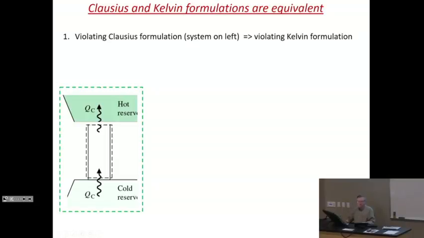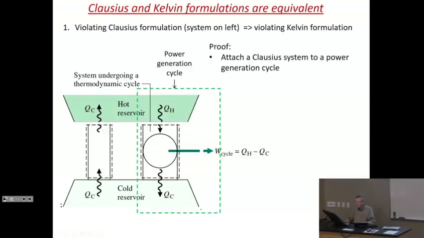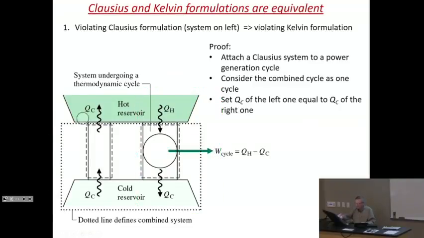Now I need to show you that you can build a machine that would violate the Kelvin formulation. All right? So let's take this thing and let's add to it a power generation cycle here. So this would be my cold reservoir, this would be my hot reservoir. And now let's make ourselves a power generation cycle here that takes heat from the hot reservoir and puts it in the cold reservoir while doing work. Okay? Now that I have attached that, let's reframe it. Just change your control volume, so that now you look at these two machines as one. So consider the combined cycle as one single cycle.